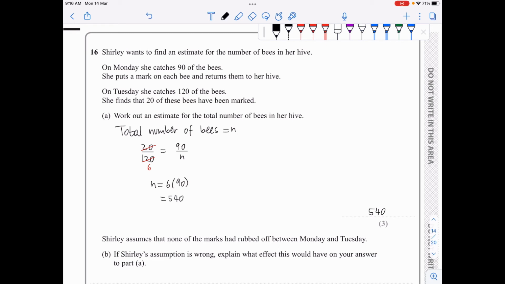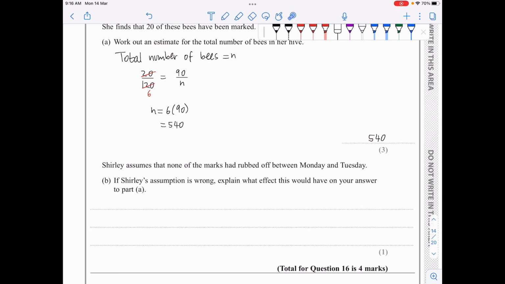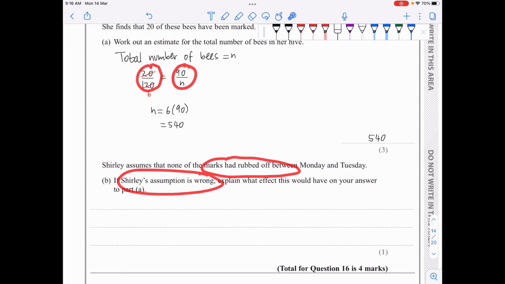Shirley assumes that none of the marks had rubbed off between Monday and Tuesday. If Shirley's assumption is wrong, explain what effect this will have on your answer to part A. So, if her assumption is wrong, and indeed some of the marks had rubbed off, it means that this proportion here is less than Monday's proportion, because we've got fewer marked bees in Tuesday's sample, stemming from the fact that some of the marks had rubbed off.